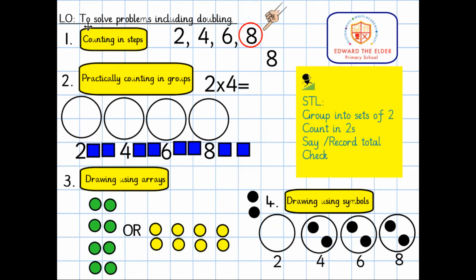Moving on from verbally and practically counting in steps or groups to counting and using pictorial representations, our learning objective will be to solve problems, including doubling. In terms of new learning, pupils will be introduced to a multiplication number sentence and also the symbol for multiply or times.